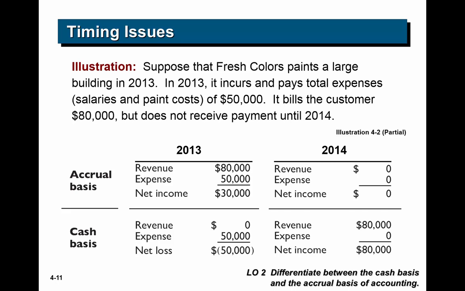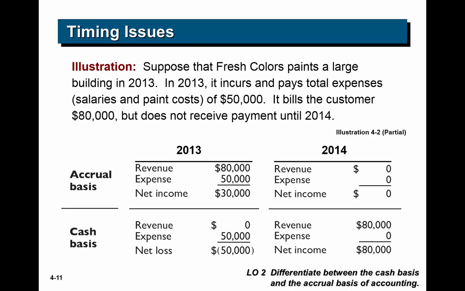It could even just be a few days really between finishing the job and getting paid. But if we go on an accrual basis, you'll see that in 2013, when we did the work, we recorded the revenue of $80,000 and the expense of $50,000, and we have a net income of $30,000 for 2013. And in 2014, we have no revenue, no expenses, no net income.